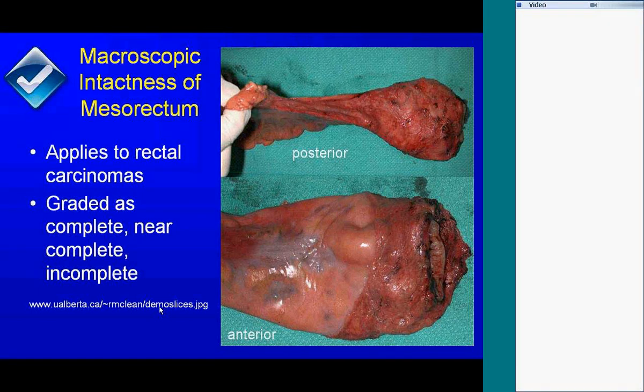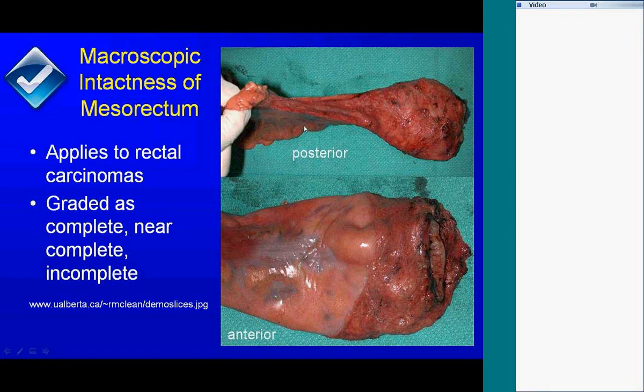This applies only to rectal carcinomas, and basically for surgeons trained in total excision of the mesorectum, there is a much lower local recurrence rate, usually less than 7%, compared to those who have not been trained to perform mesorectal excision, in which the local recurrence rate is 25 to 40%. So this has a tremendous impact on local recurrence and patient outcome. And it is graded as complete, near complete, or incomplete.